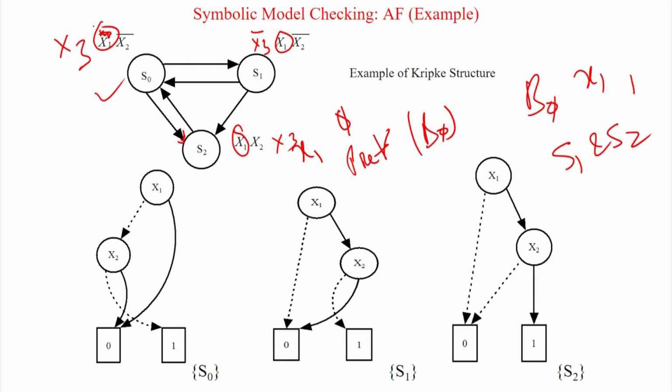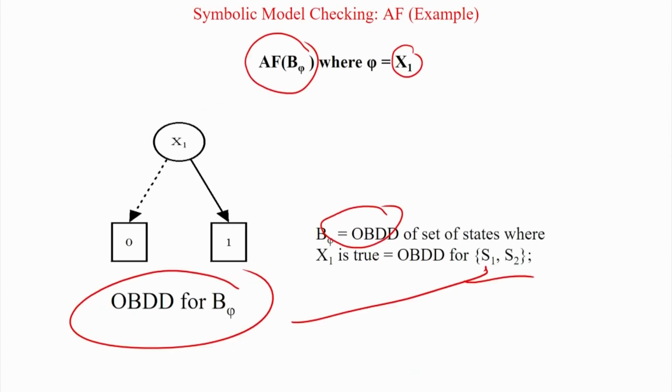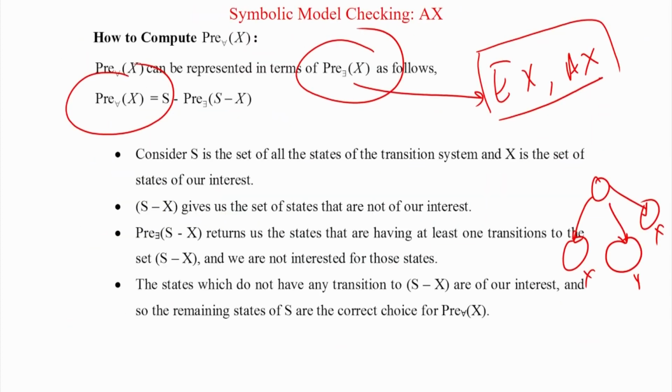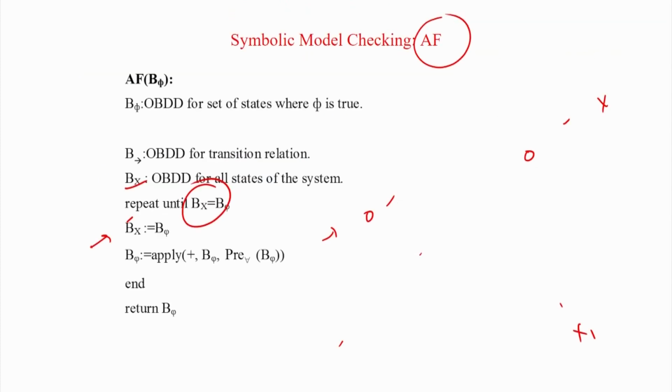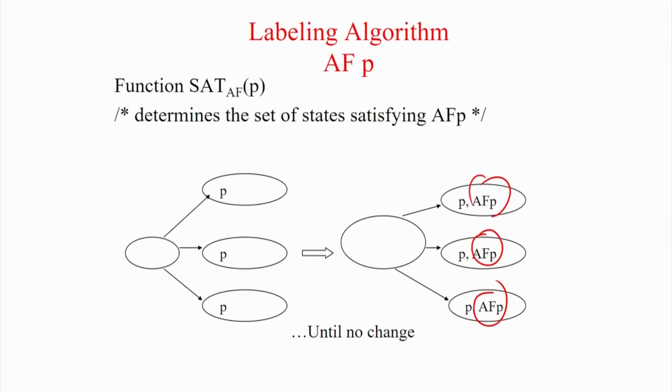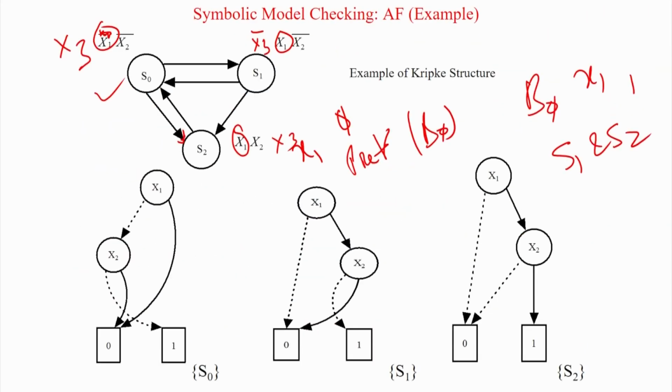In such a case, your algorithm will stop here itself because Bx will become equal to B phi. So that is a very strange case, in which in all the states of this system, this formula x1 is true. So in that case the algorithm will stop there itself, okay.